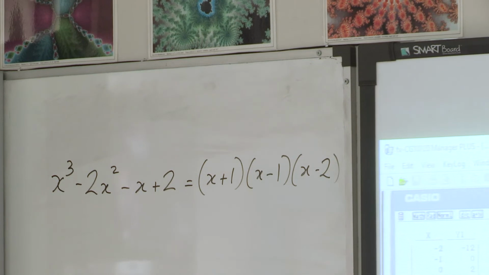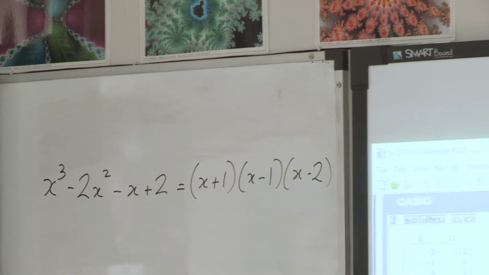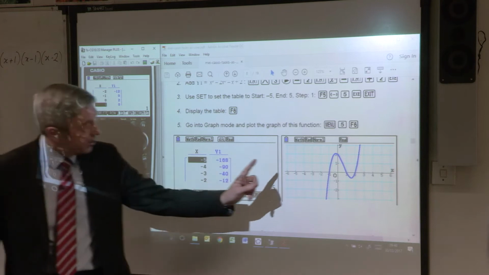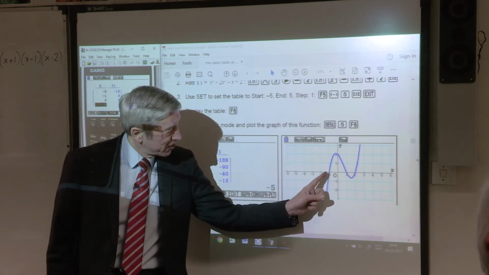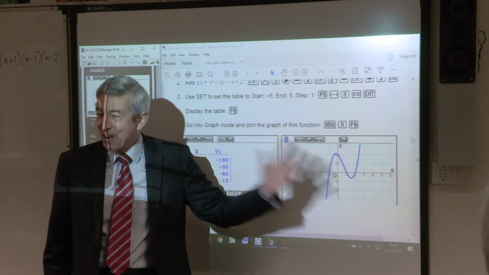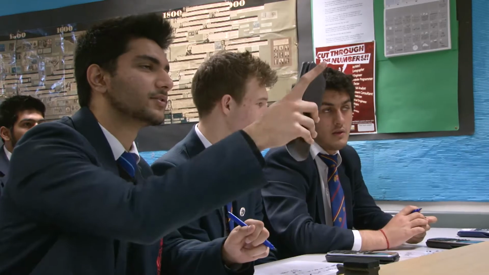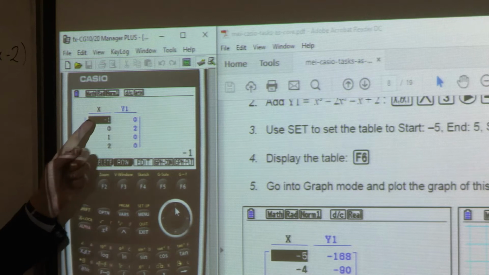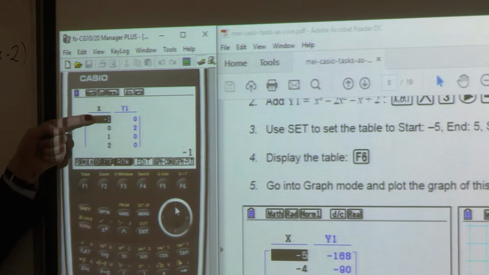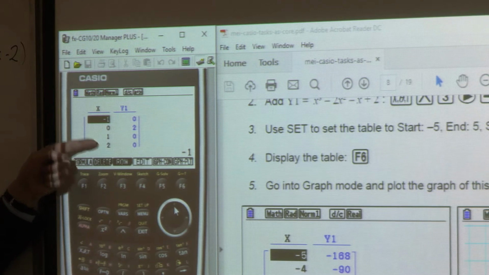Any offers as to something you can see using the graph and the table? On the graphs and the tables, you can see that y equals 0 at -1, 1 and 2, and that's shown on the table as well. Right, I can see on the graph that y equals 0 at -1, 1 and 2. Yeah. How can you see that on the table? On the top left, it shows that the value of y is 0. So y equals 0 when x is -1, 1 and 2.